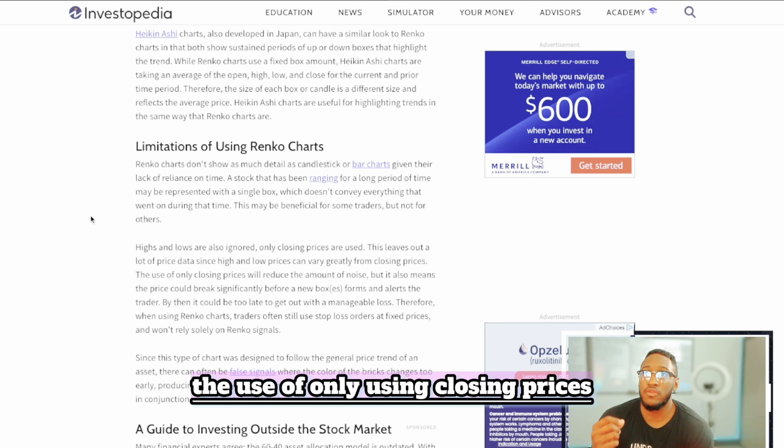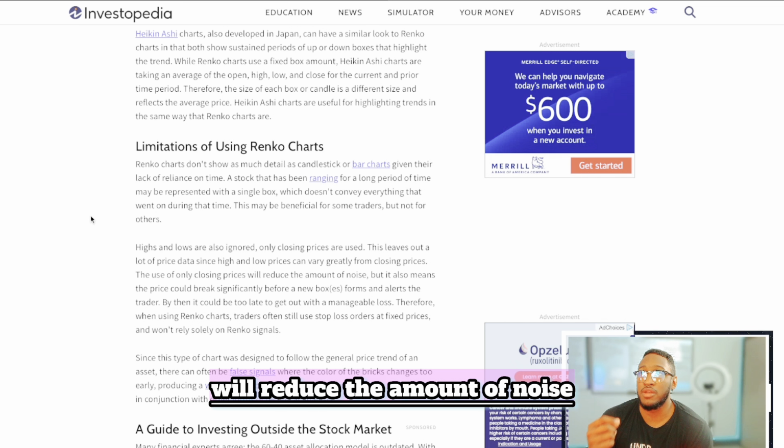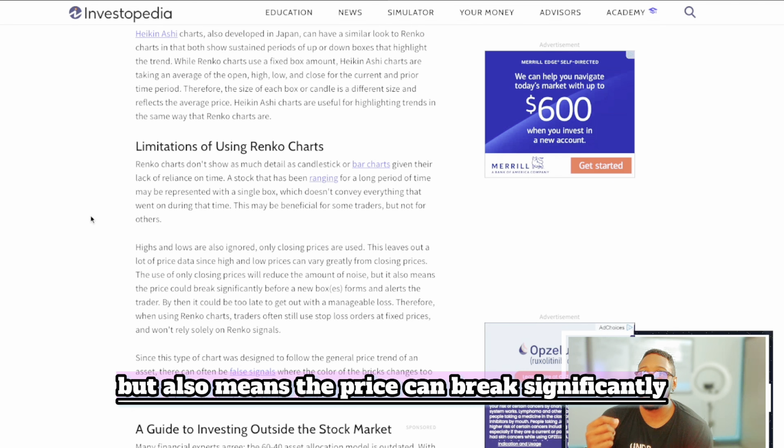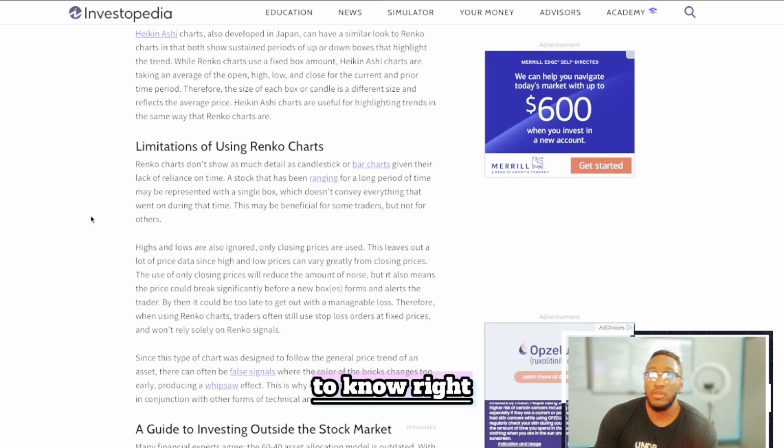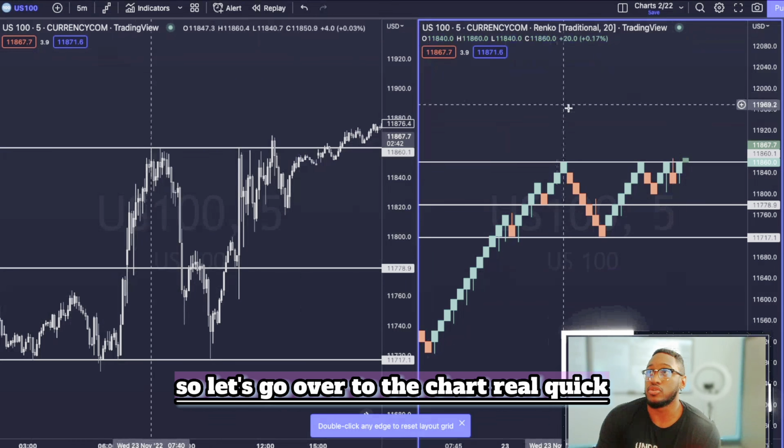Using only closing prices will reduce the amount of noise, but also means the price can break significantly before a new box forms and alerts the trader. This is also important to know, right? So let's go over to the chart real quick.